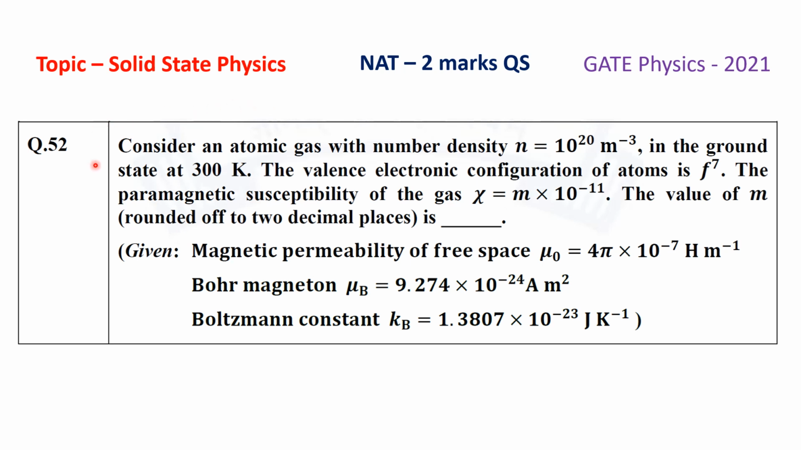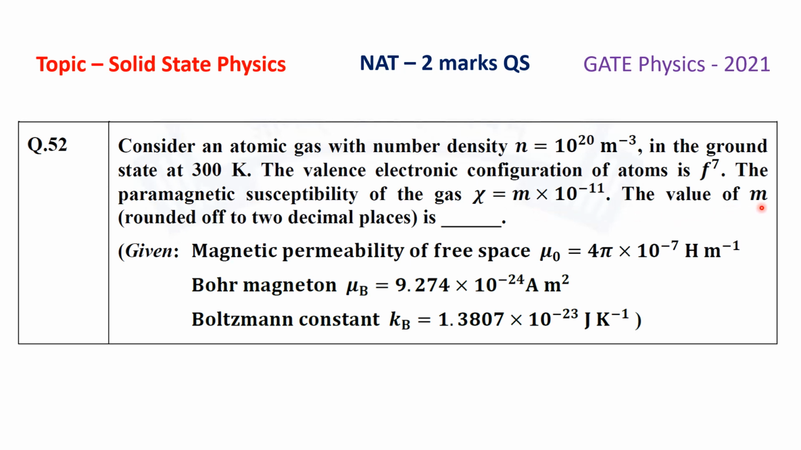The question is: consider an atomic gas with number density n equals 10 to the power 20 per meter cube in the ground state of the atom at temperature 300 Kelvin. The valence electronic configuration of atoms is f7. So this means the last partially filled orbital is f, and that f orbital contains 7 electrons. The paramagnetic susceptibility of the gas chi equals m times 10 to the power minus 11.